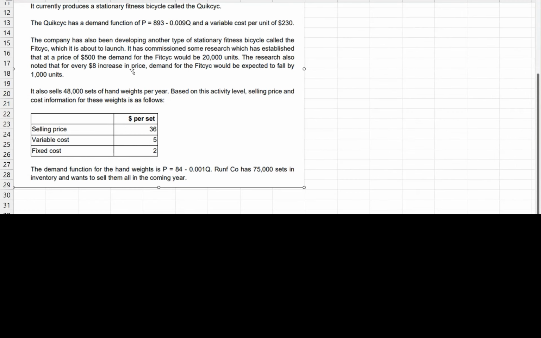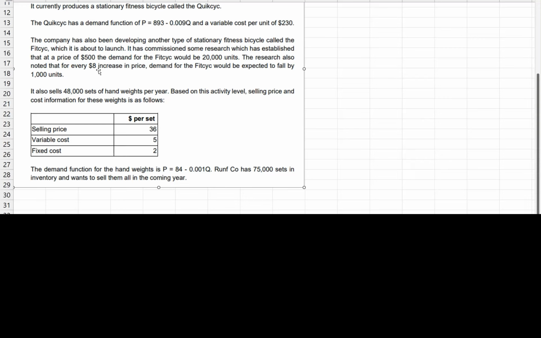And how can we do that? So first of all, if the question asks you to calculate the demand function, or it may require you to calculate it, in that case you just write out the formula, the equation, then find out the value of B. The value of B can be found by this formula, that is the change in price divided by the change in quantity. And in the question they have provided the ready-made figure for this, that is the change in price. If we change the price by 8, the demand would fall by 1,000.